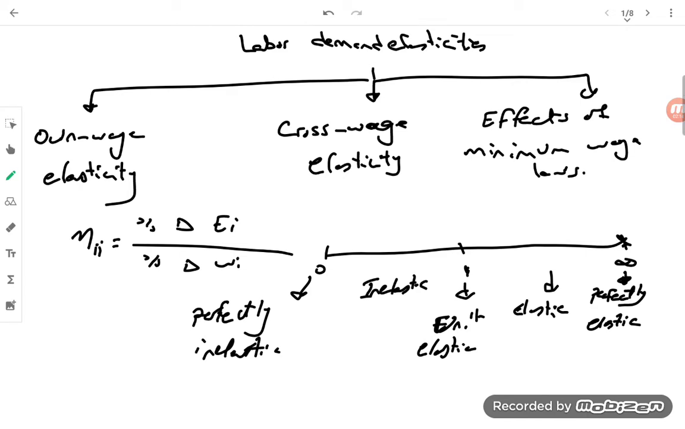The sign stands for the relationship between wage and the employment level. And as we said, based on the law of demand, there is a negative relationship between wage or price of any commodity and the quantity demanded of this commodity or the employment level. So we are going to neglect the negative sign and take the absolute value. And based on the absolute value, we are going to determine whether the demand for this product or this factor of production is elastic or inelastic demand.